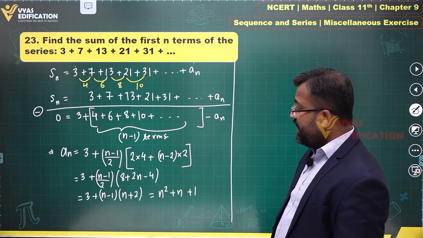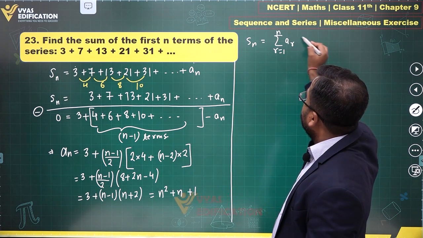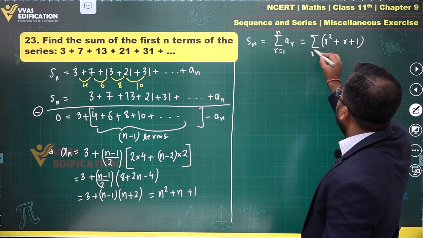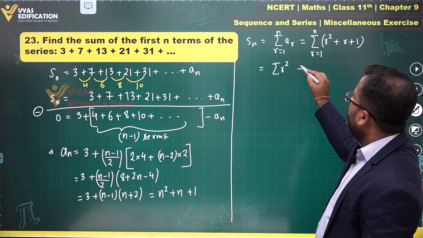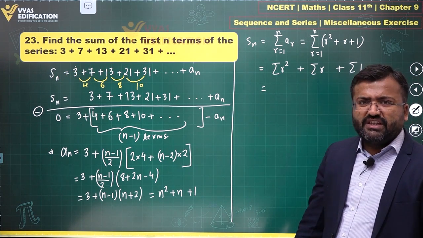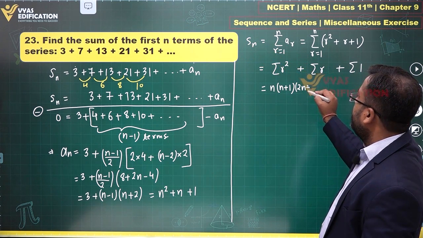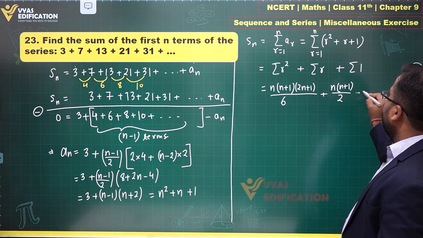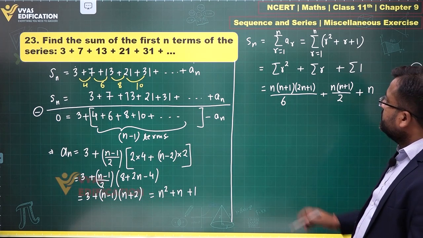And now once we have An, can we find Sn? Sn is the summation of r equal to 1 to n, which is the summation of r square plus r plus 1 from r equal to 1 to n. What is that? Summation of r square plus summation of r plus summation of 1. This here is 1 square, 2 square, 3 square, the sum of squares of natural numbers. That becomes n into n plus 1 into 2n plus 1 over 6. Summation of r becomes n into n plus 1 by 2. Plus summation of 1, n times, that is simply n, right? This is what you get.